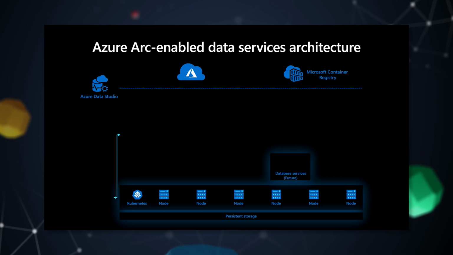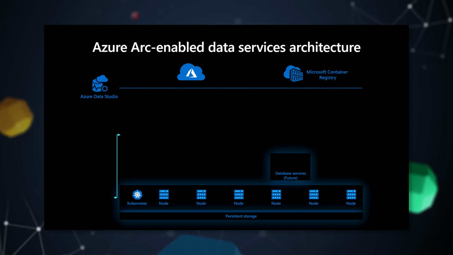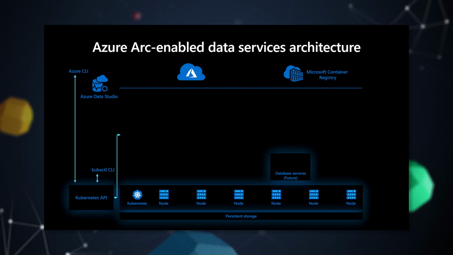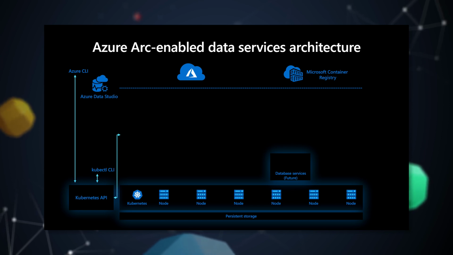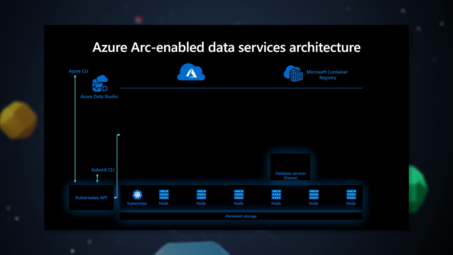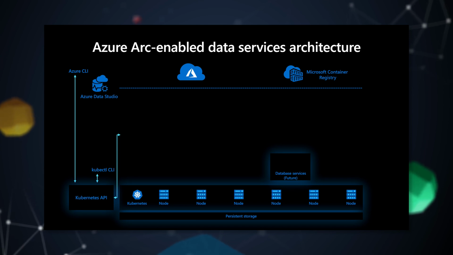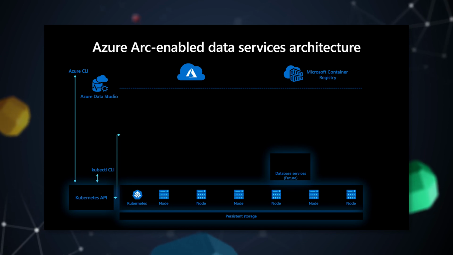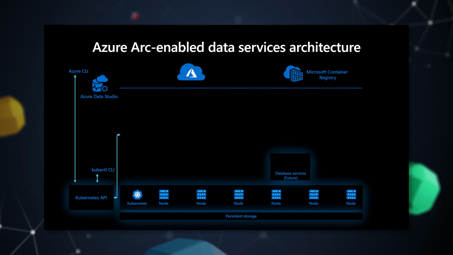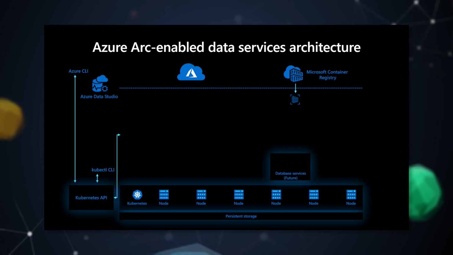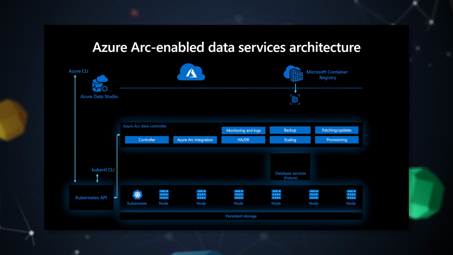So when you deploy Arc-enabled data services, you need to have a Kubernetes cluster. It can be, again, in your own data center, or it could be using a public cloud Kubernetes service like Azure Kubernetes Service or EKS in AWS. It doesn't really matter. There's a certain set of Kubernetes distributions that we officially test and support. You can choose from any of those and deploy your Kubernetes cluster first. And then on top of that, that's where we start to deploy what we call the Arc data controller.